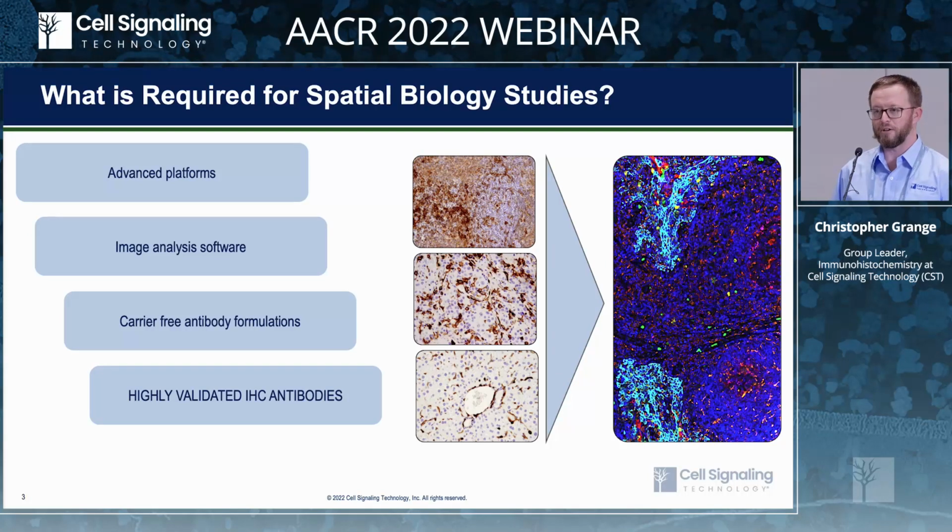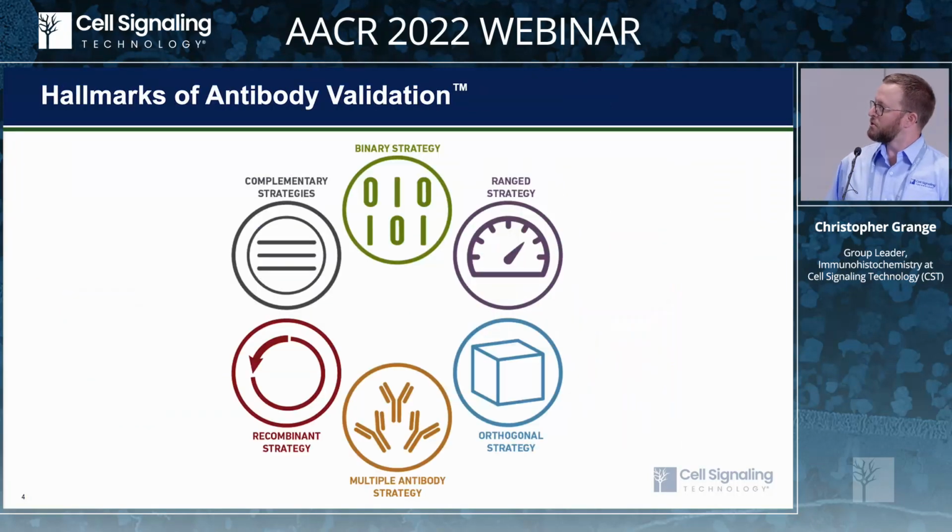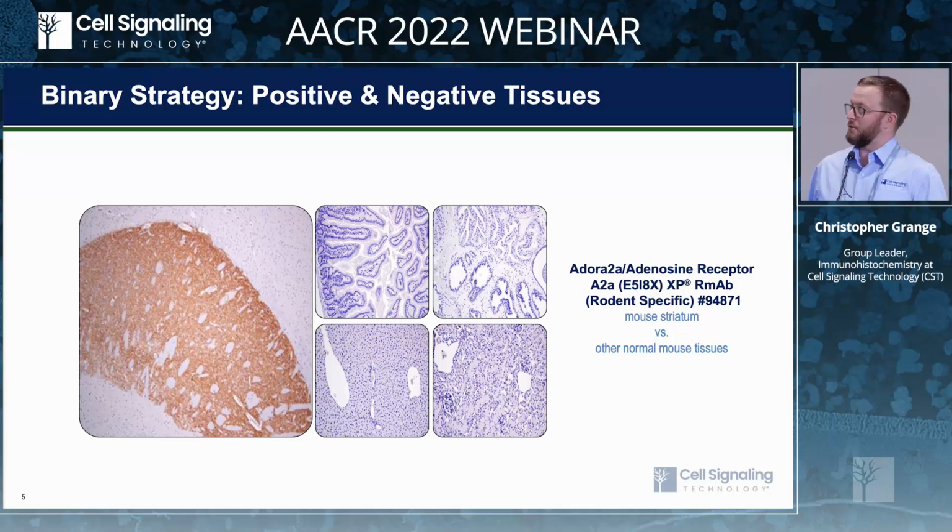So for the rest of this talk, I want to get into how we validate antibodies at CST and talk about our philosophy. So just like there are the hallmarks of cancer, we at CST have come up with the hallmarks of antibody validation. And these are strategies that outline our philosophy for optimizing and validating antibodies. And today I'll be talking about IHC, but these strategies can and should be used in any application that uses antibodies.